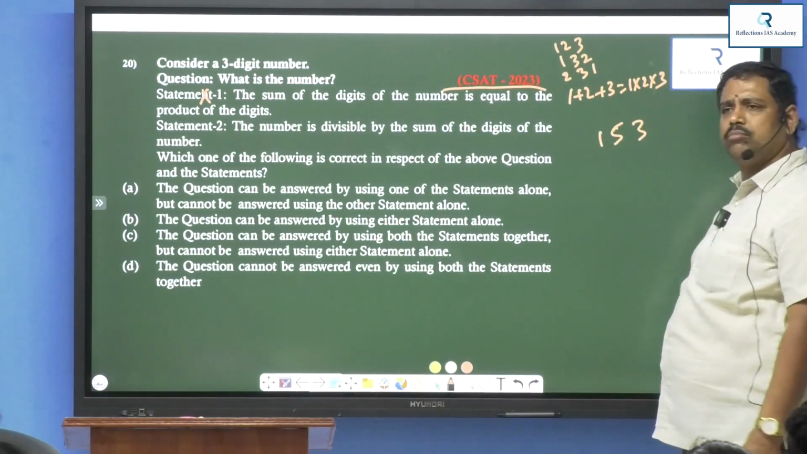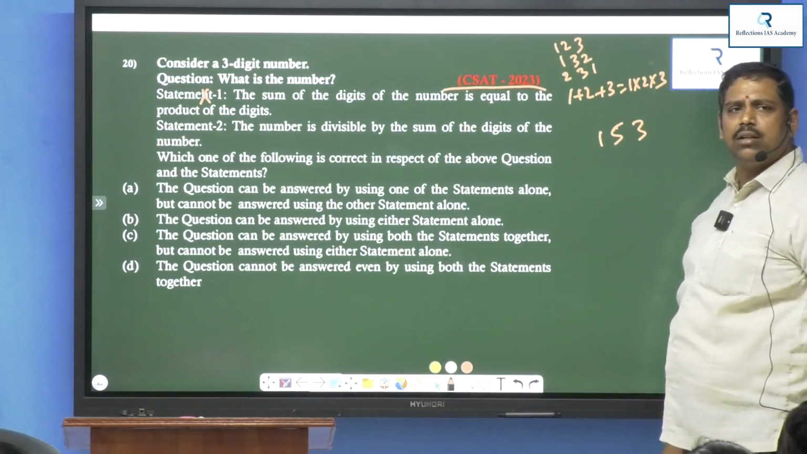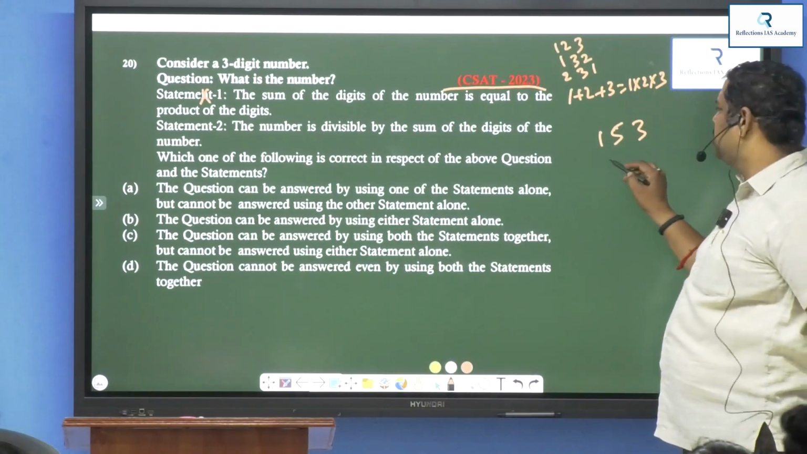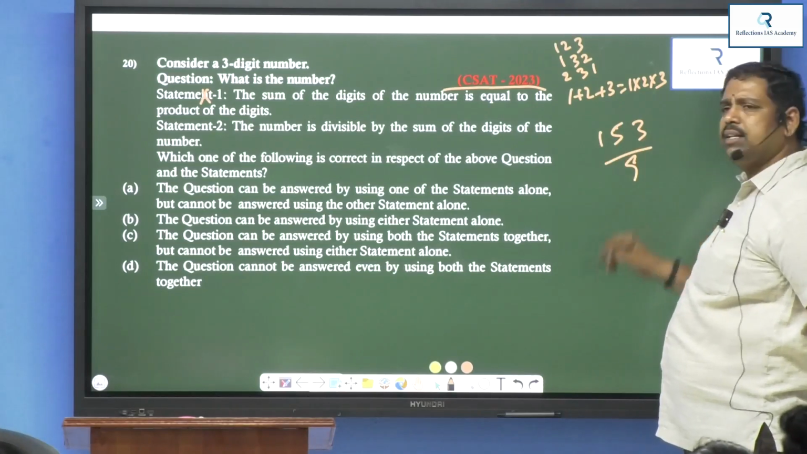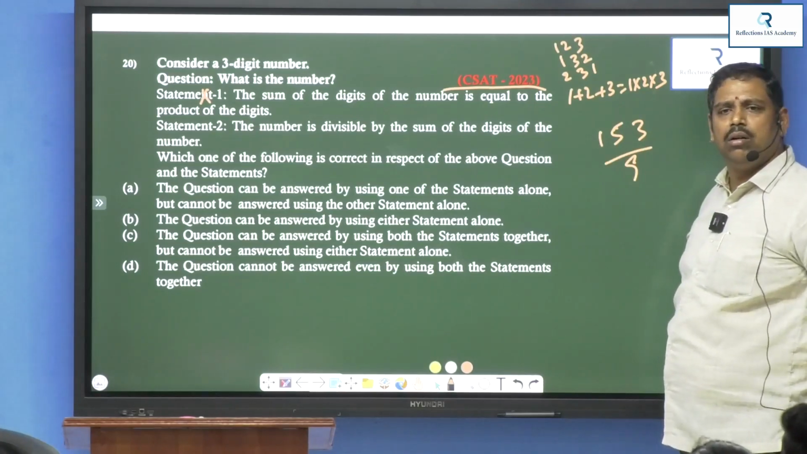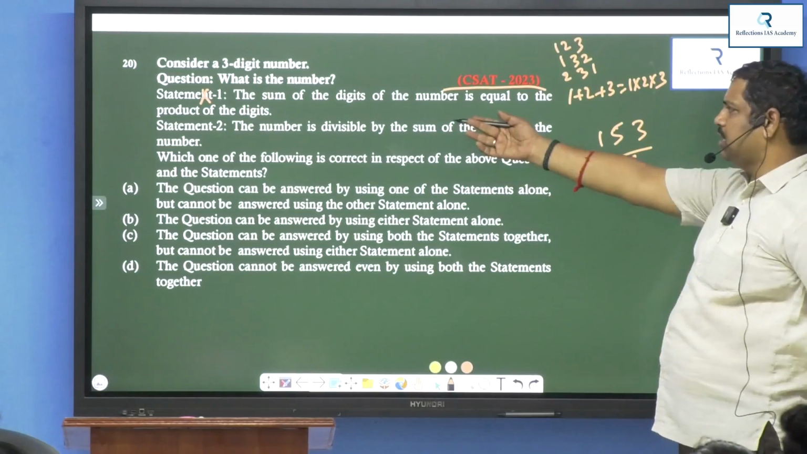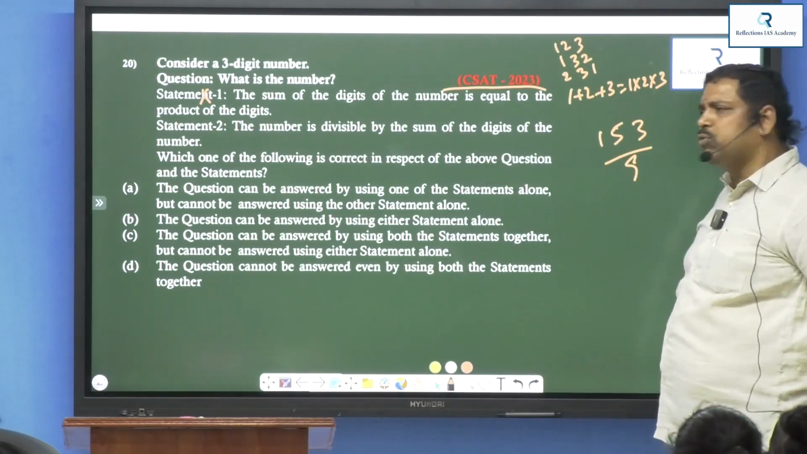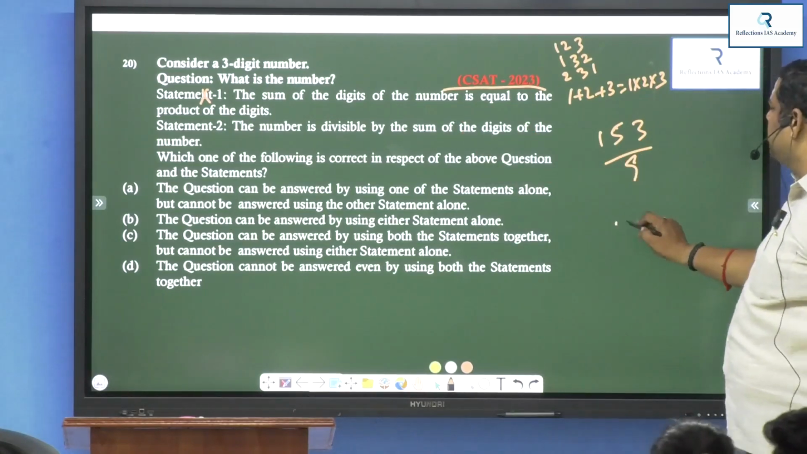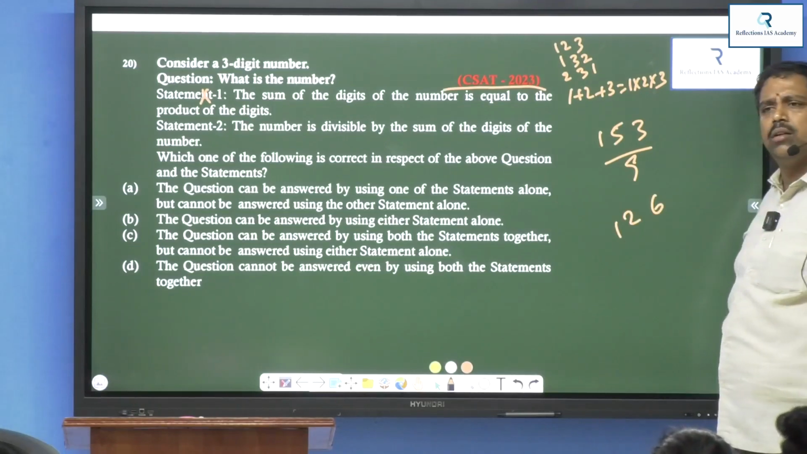153 I am taking. What is the sum of digits? 1 plus 5 plus 3. How much is it? It is divisible by 9. Yes or no? Okay. Second condition is satisfied or not? Is it only 153, or suppose 126 also you can take?